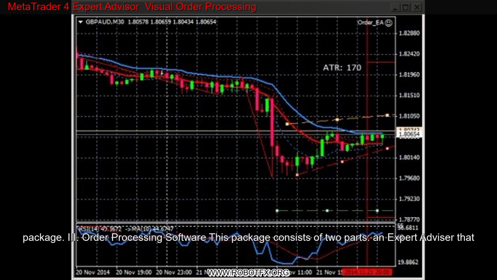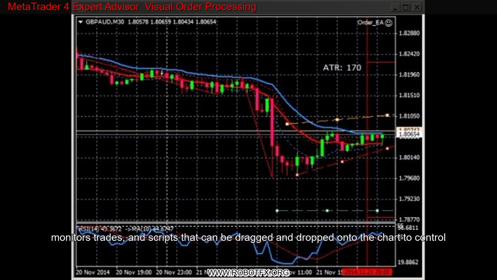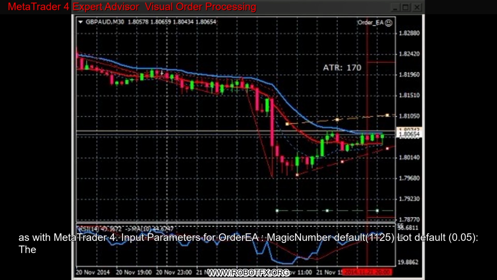The size of each lot for order entry. Lot size is based on standard lots. Take profit pip default 60. This value may be changed for each currency pair. Stop loss pip default 60. This value may be changed for each currency pair.